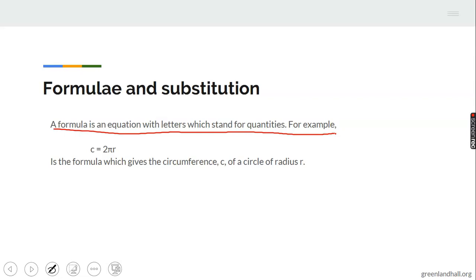And this is an example of a formula, because a formula will always be an equation with letters which stand for quantities. R stands for what? Radius. C stands for what? Circumference of a circle.